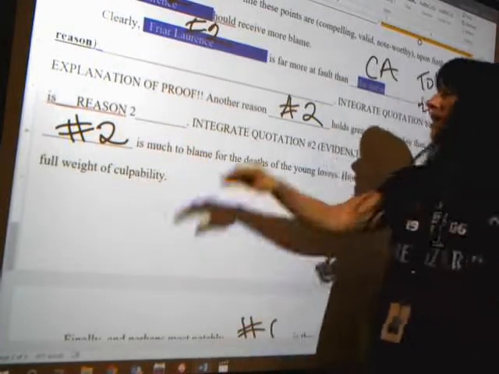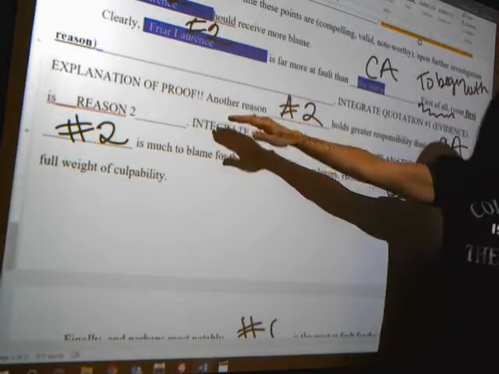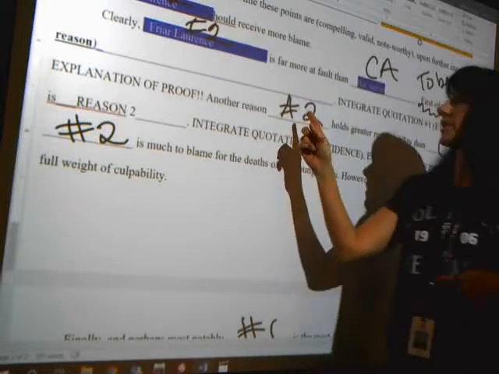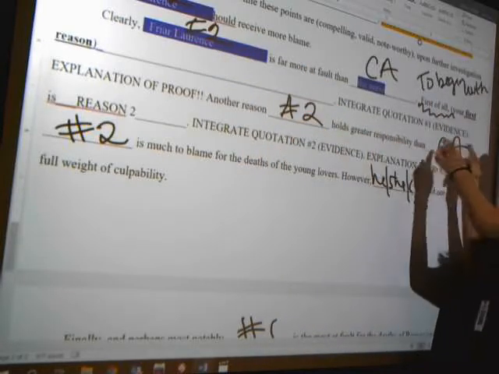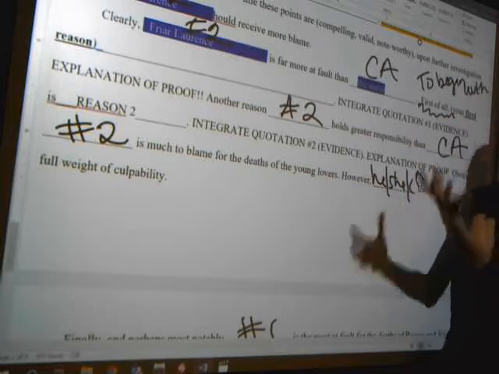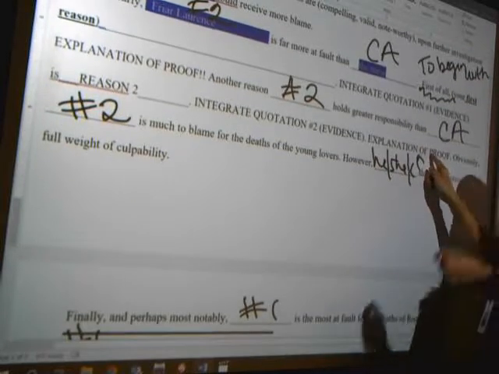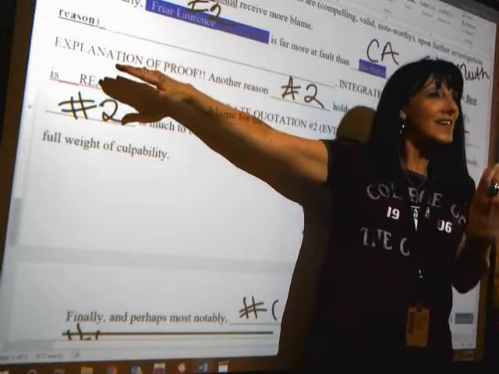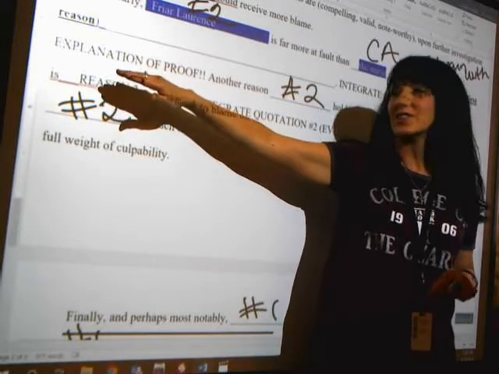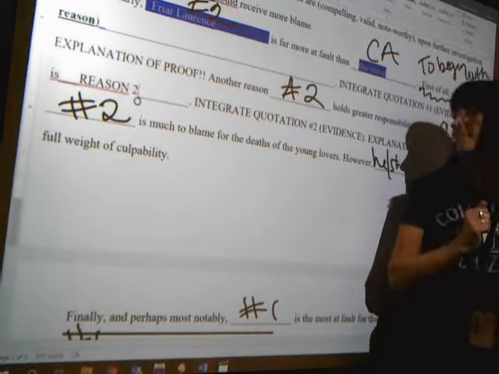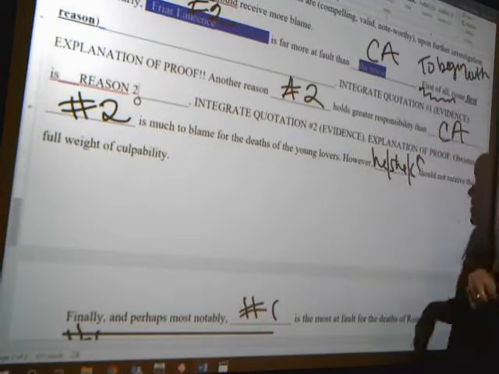Time. Then you go on to the next one in your outline. Another reason, number 2 character, holds greater responsibility than that first character. So you're still showing that's your argument here. And there you go, 3C, your second reason for that character. Integrate your quotation. And then add your explanation of proof.